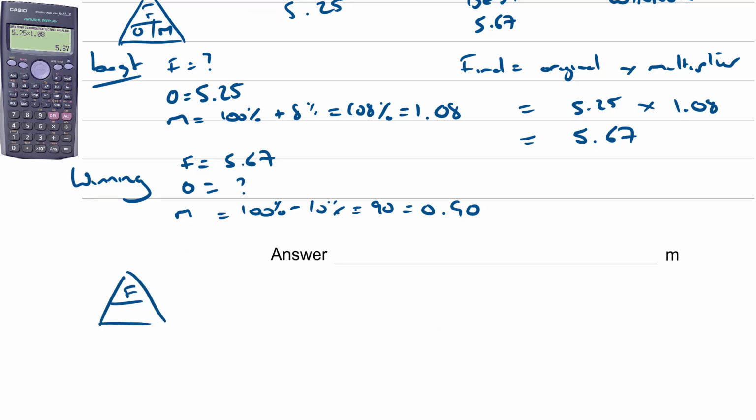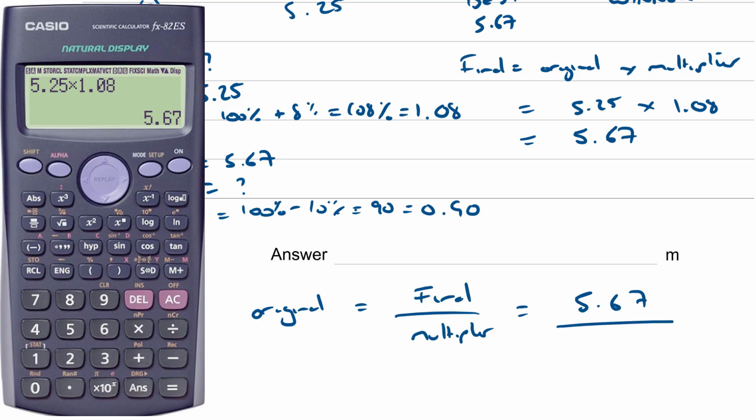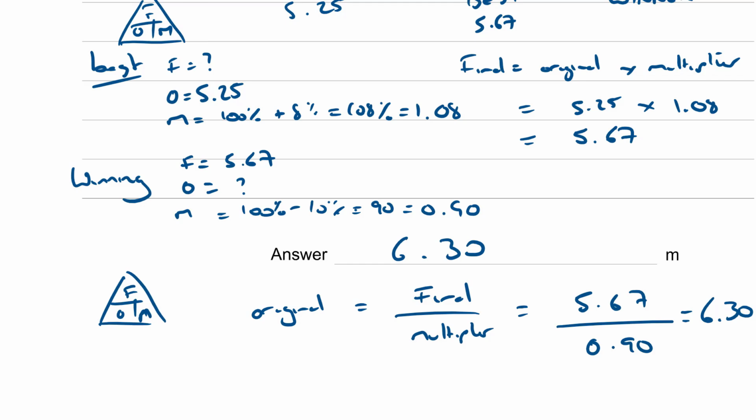Using again the triangle final original multiplier, this time we are looking for the original, and we're going to use final divided by multiplier to find it. So that is 5.67 divided by 0.90, which is 6.3 meters, so 6 meters and 30 centimeters. That's a long jump. She's nowhere near it.